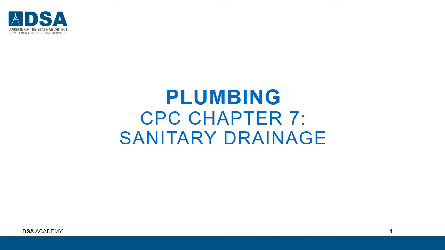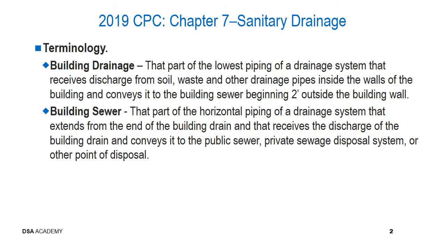Now we're going to discuss the California Plumbing Code, Chapter 7, which deals with sanitary drainage. This particular chapter in the California Plumbing Code is divided into two main topics or areas, and they are building drainage, which is Part 1, and building sewer, which is included in Part 2. It's important to understand what this terminology means.